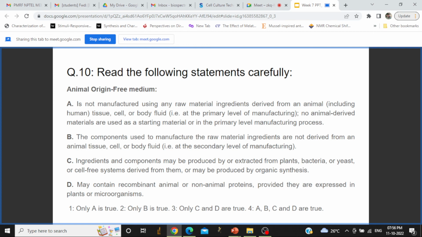So this component D is made from component B. That component B is made from component A. So component A should also not be from the animal origin. If component A is from animal origin, and from component A, component B is made, and from component B, component D is made, so if component A is from the animal origin, it is not animal origin free. So at the secondary level of manufacturing, the derivatives or raw materials should not be from the animal, cell or body fluid origin.